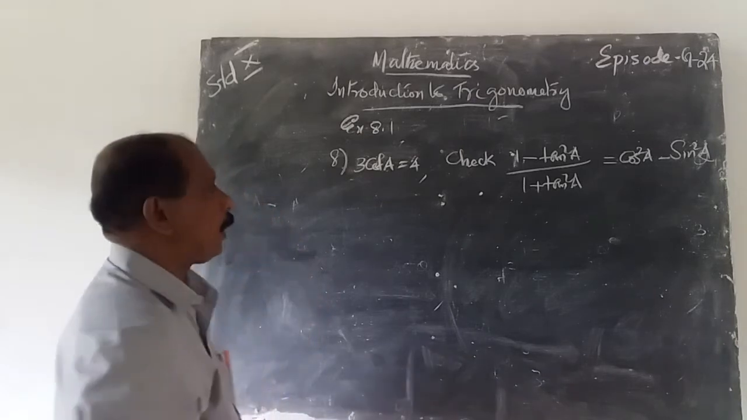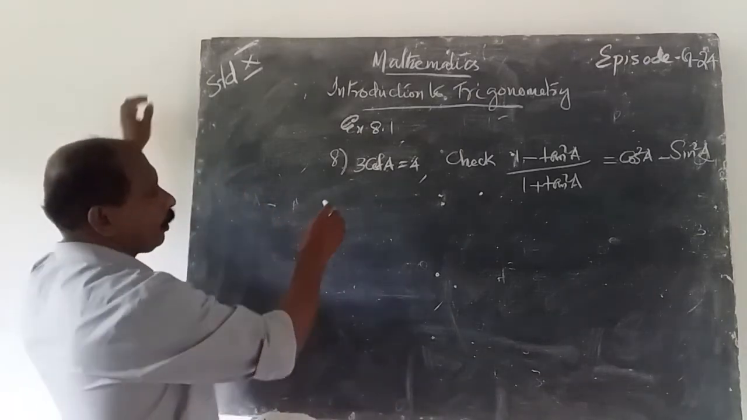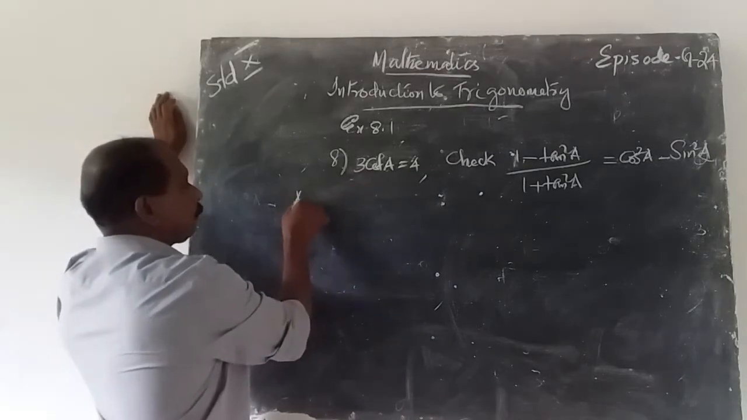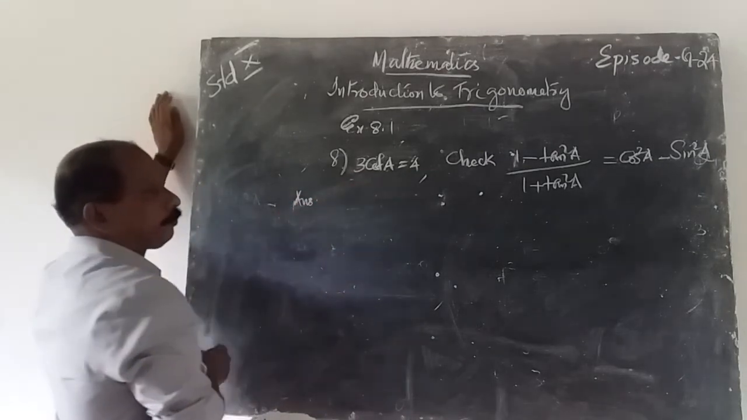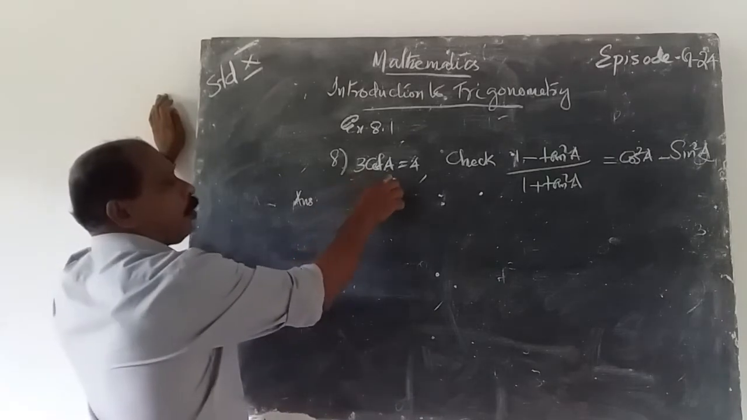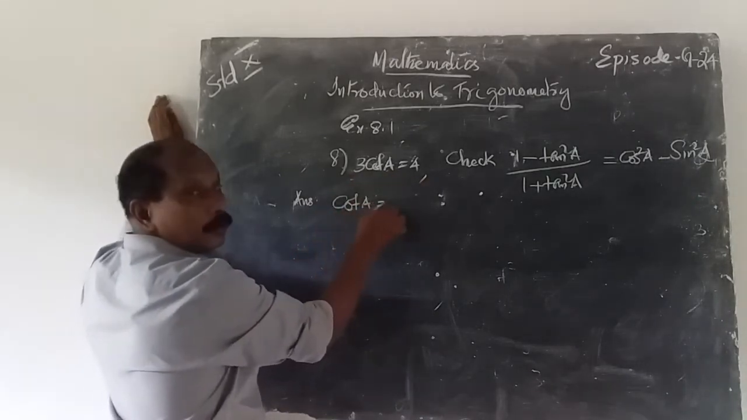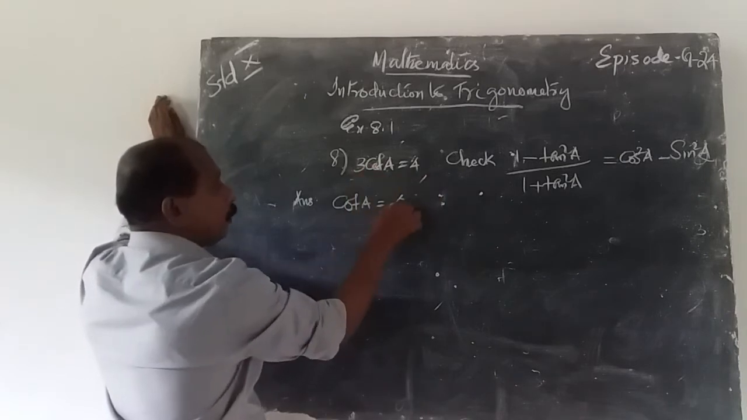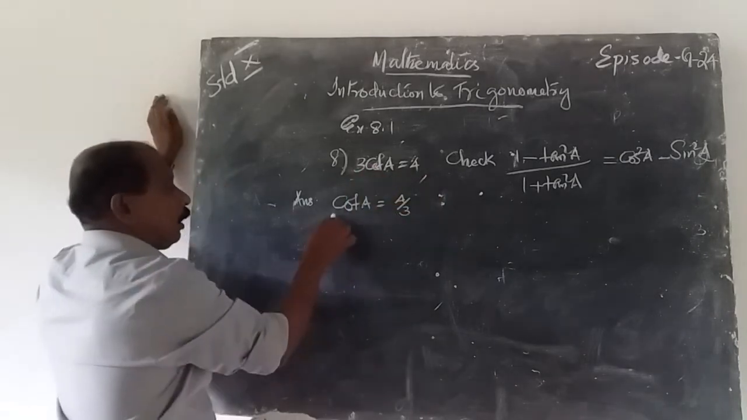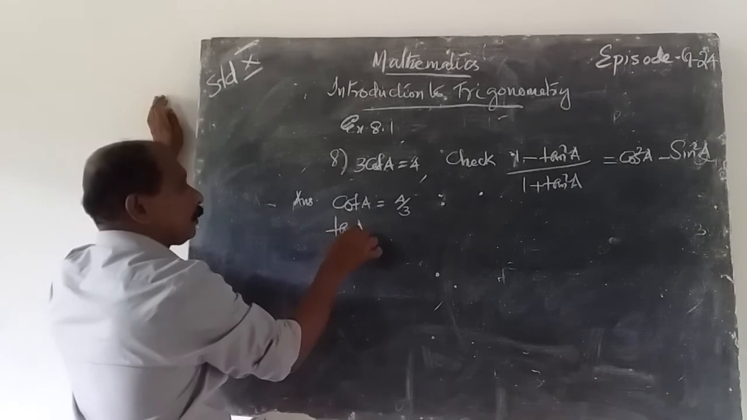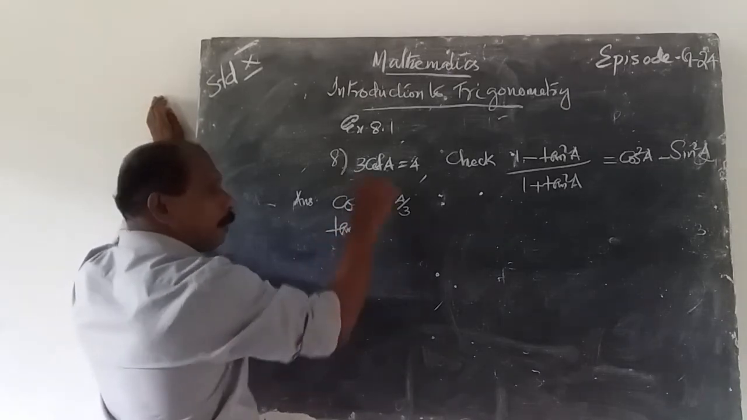Yes, listen. Answer is what? 3 cot A is equal to 4. Therefore, cot A is what? 4 by 3. Therefore, tan A is equal to what? 3 by 4.